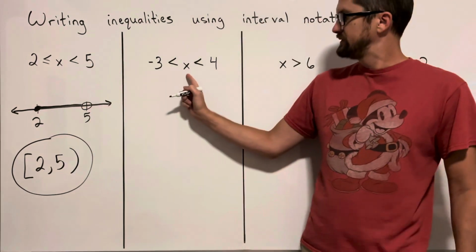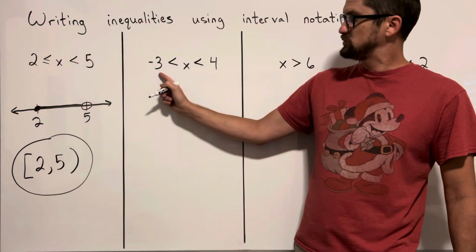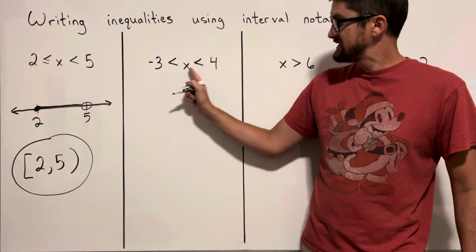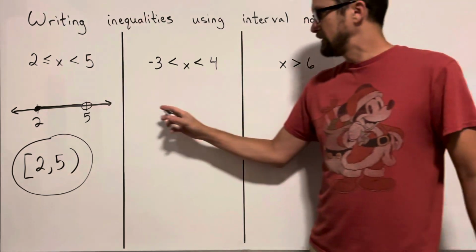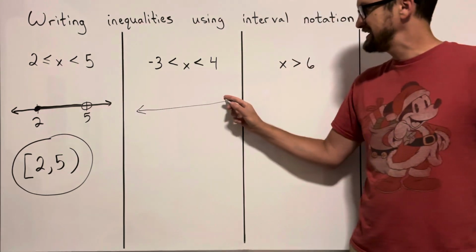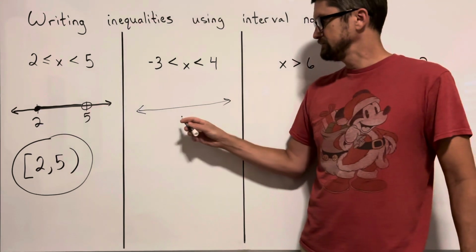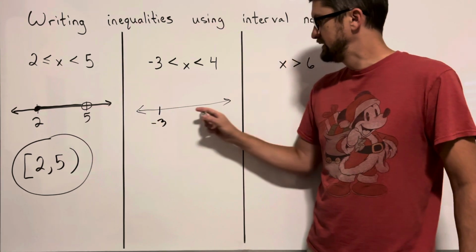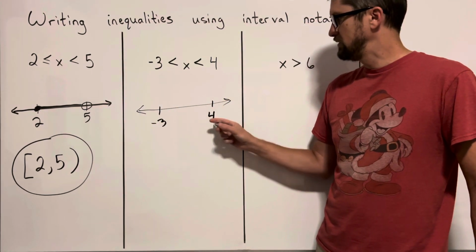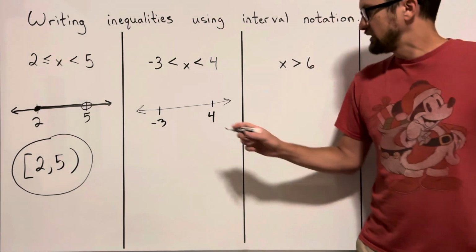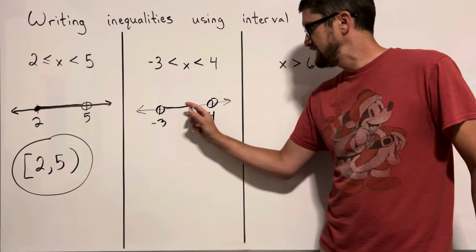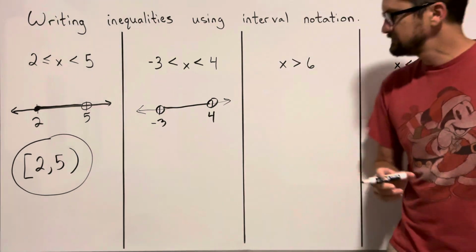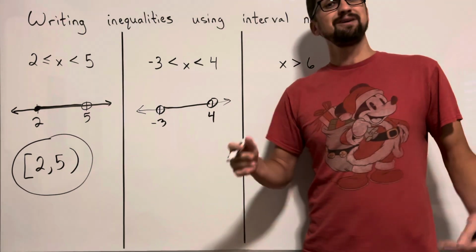Let's look at this one. It's the same thing. x is between 2 numbers, but this time it's not including either endpoint there. So if you visualize the number line again, this time we're going from -3 to 4. Both of them are not included. We can put open dots there. And x could be any number between there. Now since they're not included, remember it gets parentheses.